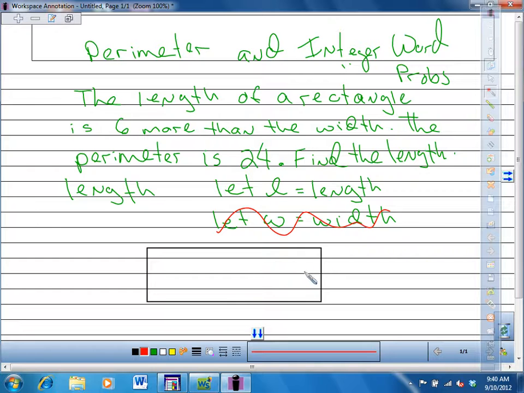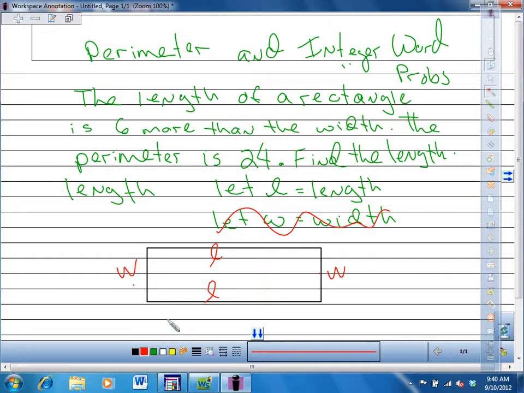Okay, so what should I call? One is more than the other, so I'm going to call this side L, okay? And I'm going to call this side L. All right? Find the length. It says that the length of a rectangle. No, look. Length is 6 more than the width. So if the length is 6, let's not do that. Those should be W's. Okay. Let's call that W. Let's call that W. Then what do I call this? L, right? L and L.